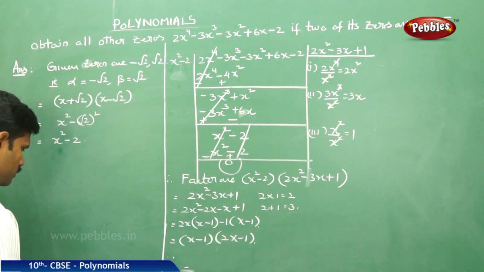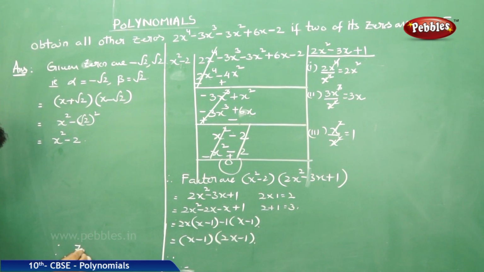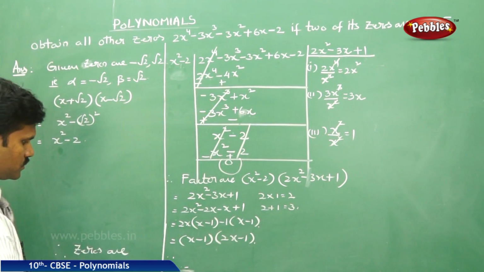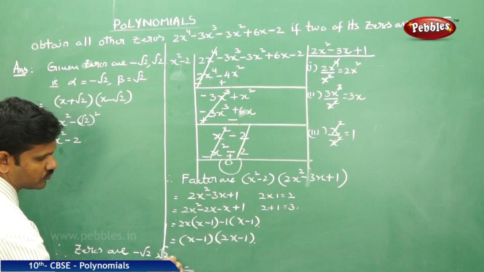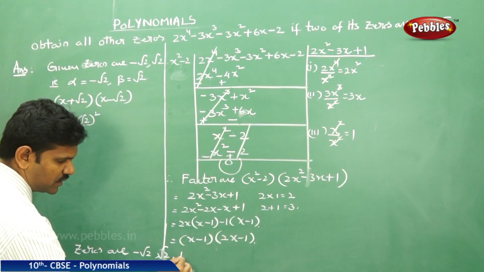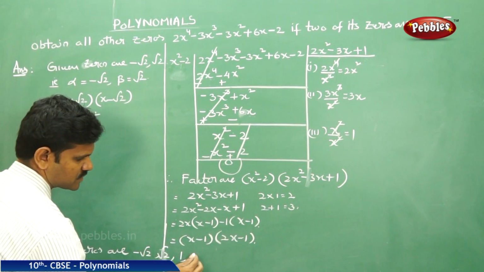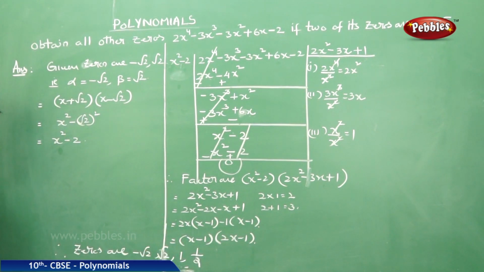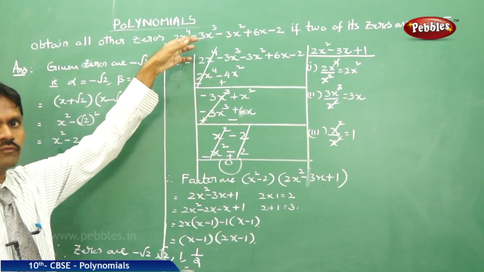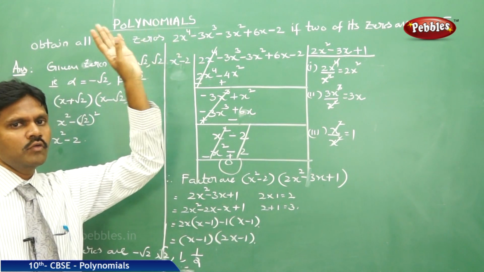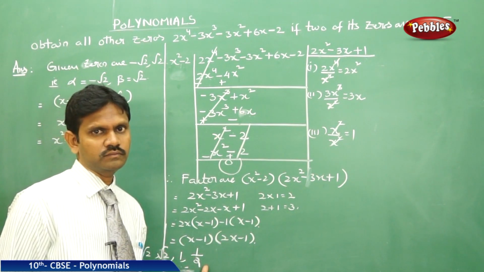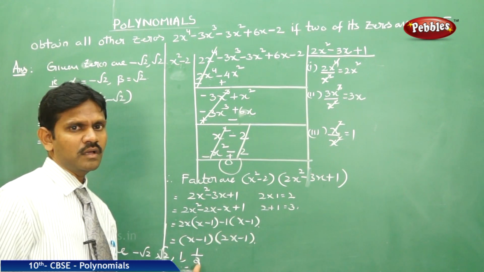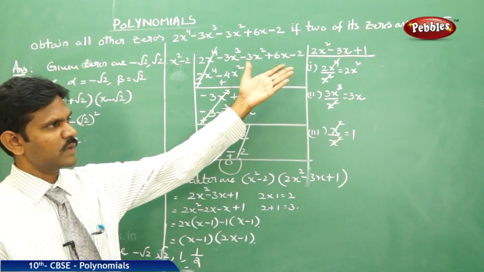Now, the given zeros are minus root 2 comma root 2, and the zero of x minus 1 is 1 and the zero of 2x minus 1 is 1 by 2. Therefore, according to my question, at the very beginning we discussed that the highest degree is 4. 4 means we must get 4 factors, that is 1, 2, 3, 4. The rest of the zeros are 1 comma 1 by 2 and the given zeros are minus root 2 comma root 2.